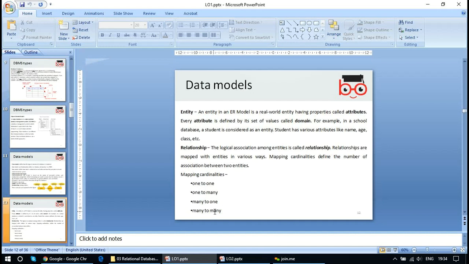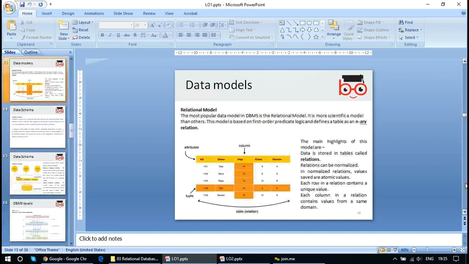And as I told you, many-to-many is literally possible, but physically it is created with the help of a third entity. Like one entity is associated with another entity many times, and that entity is associated with one entity from many to one time. So there is an example in the next slide, so we will discuss.